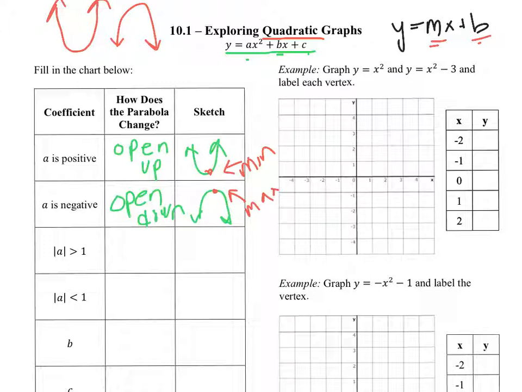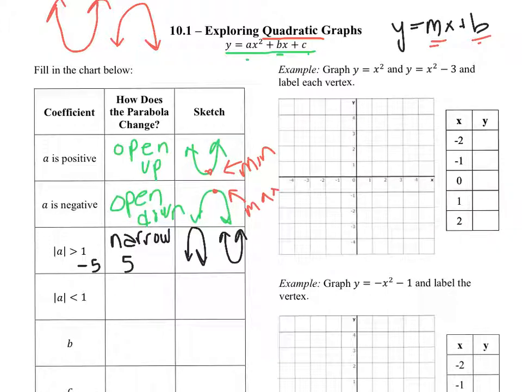The greater the absolute value of a, even if it's negative, the narrower the parabola is going to be. So it can open down and be narrower, and it also can open up and be narrower. For example, if you had -5, that's going to open down and be narrow. Same with +5, because the absolute value of both of those is greater than 1.